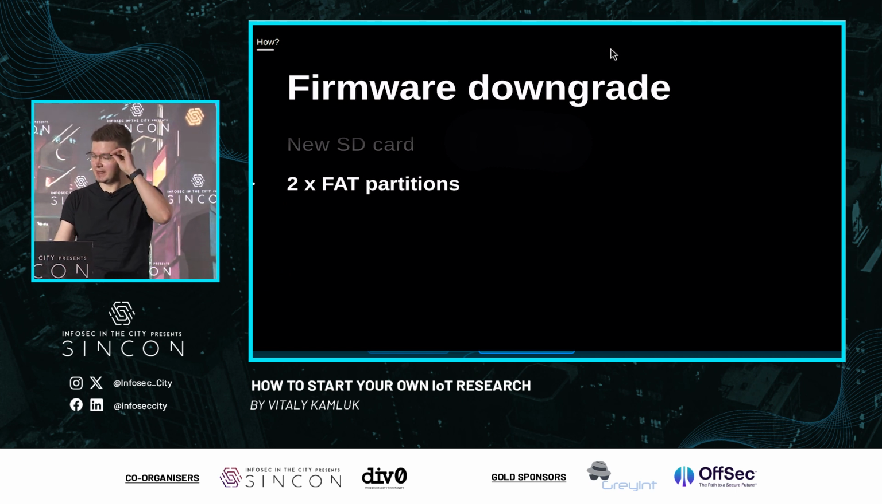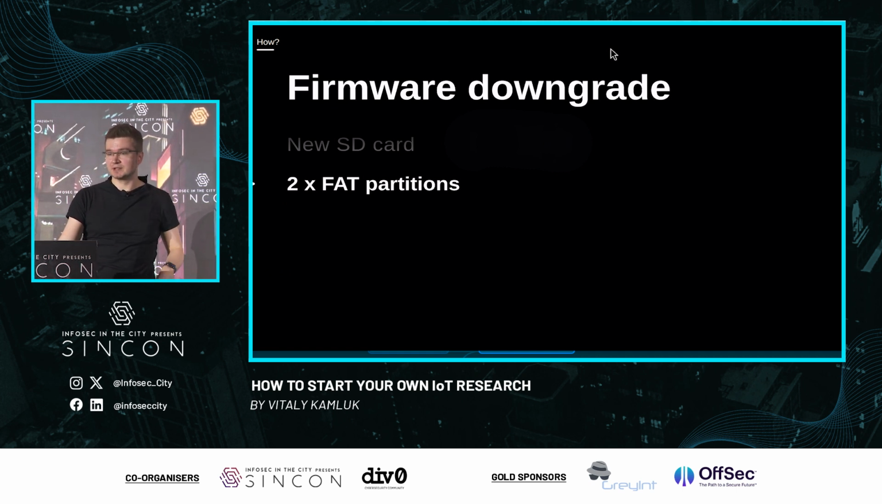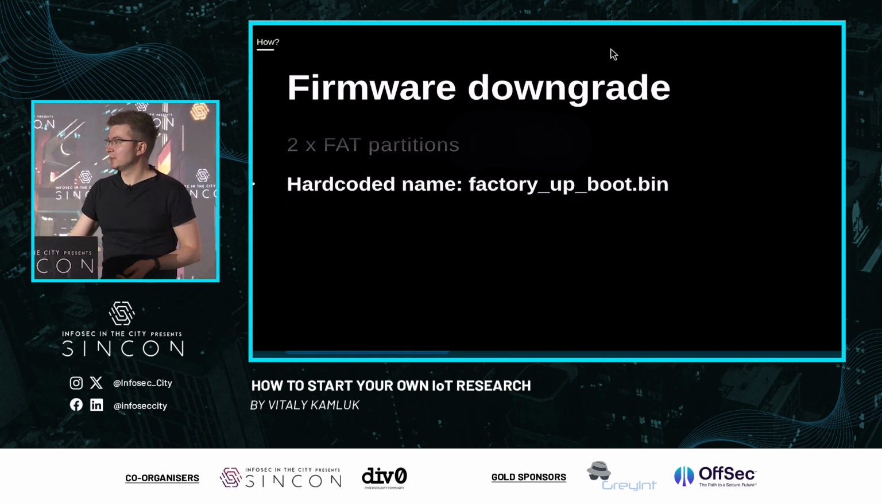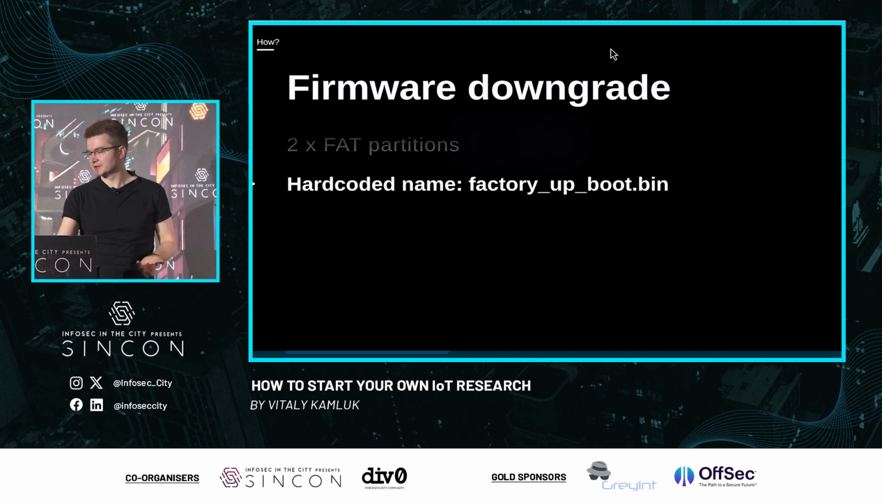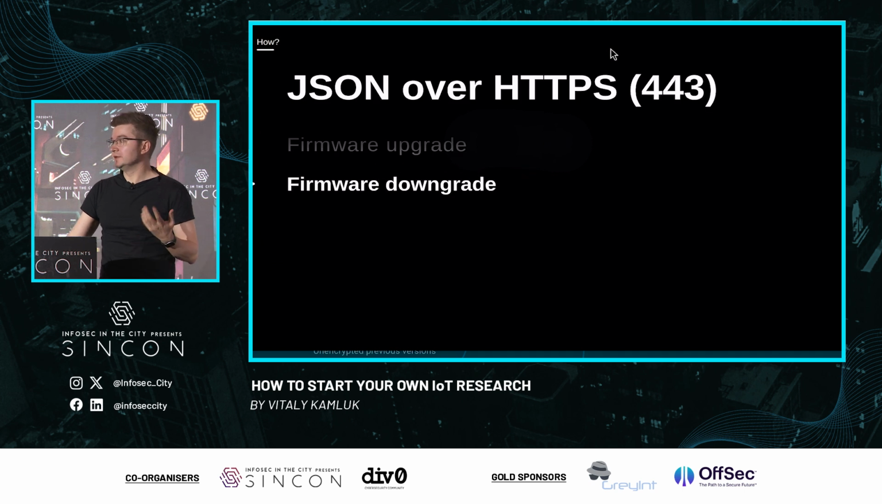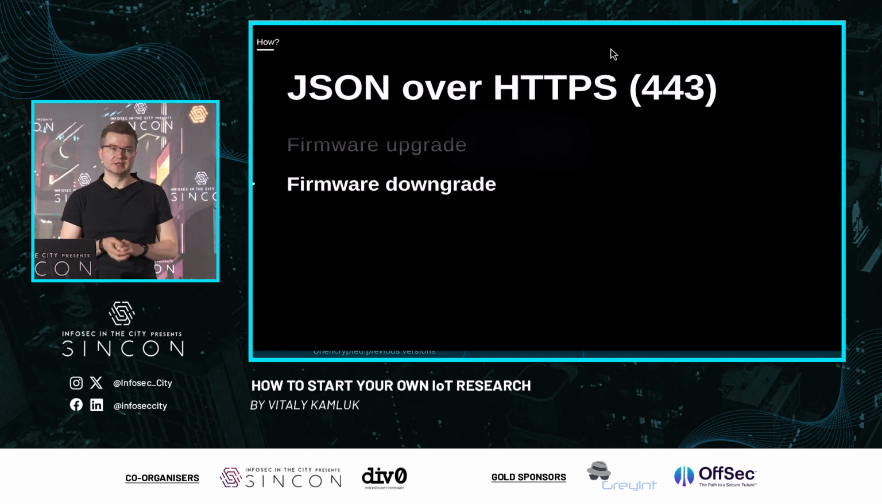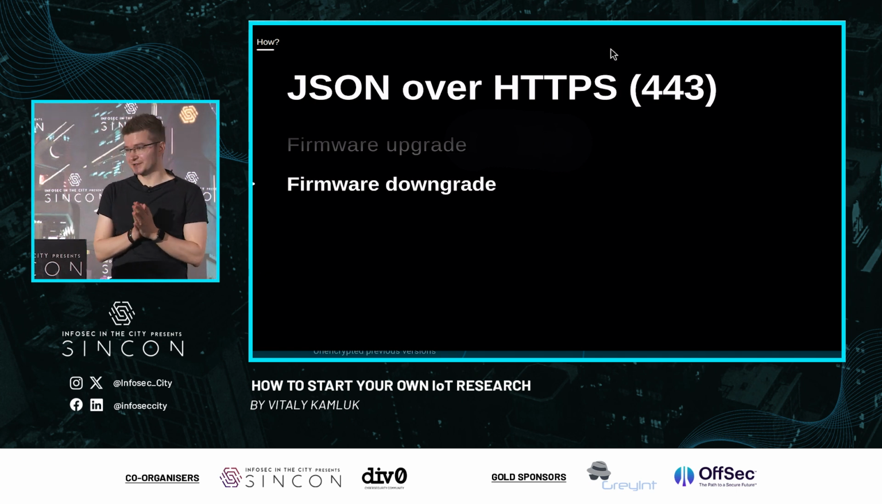Through the scripts that they have, they check the device: you plug in the SD card, which has two FAT partitions, so they go to the second partition and fetch a file whose name is hard-coded, factory app.boot.bin. If there is such a file, they will try to validate it and do the downgrade. In my case, unfortunately, it didn't work either.